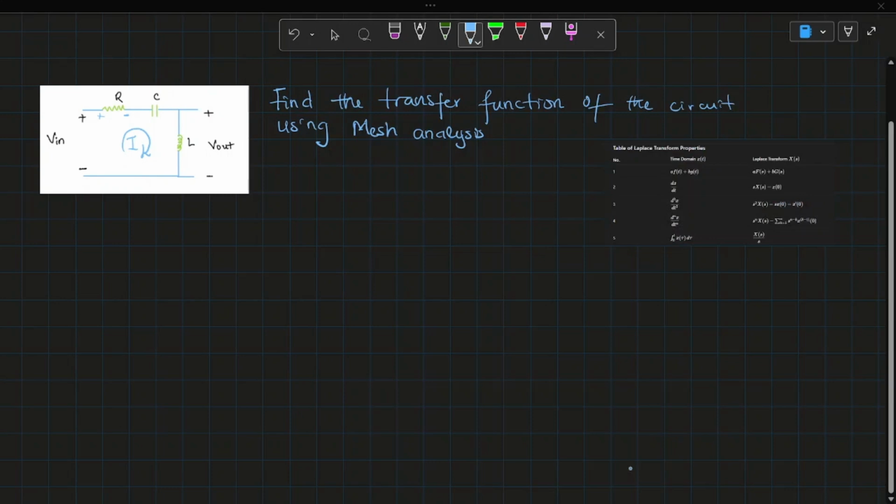Hi guys, so we're told to find the transfer function of this circuit using mesh analysis. For mesh analysis, we first have to define our mesh current, which in this case would be this. Now we do KVL around the loop.